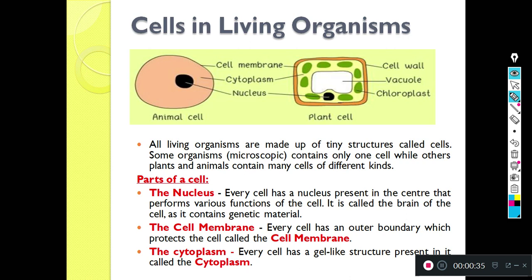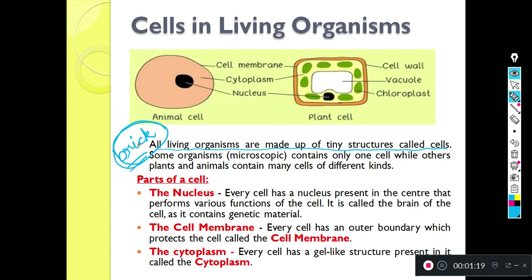Now what is a cell? When I'm saying that all living organisms, like it's written here, all living organisms are made up of tiny structures called cells. It is in the same way as we know that whenever any building is made, the smallest unit of that building is a brick, isn't it? So when we have to make a building, what will you do? You will add brick on brick on brick, isn't it? And you will add some concrete, of course, or some material to join them together. But you know the basic unit of any building will be brick.